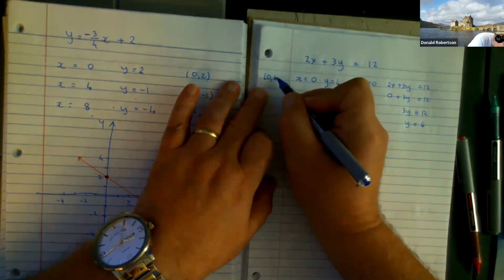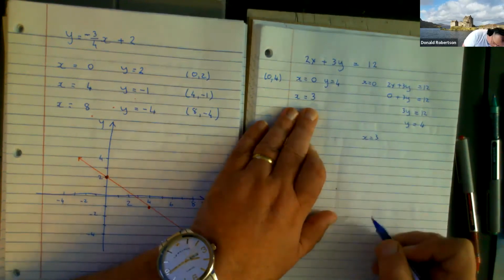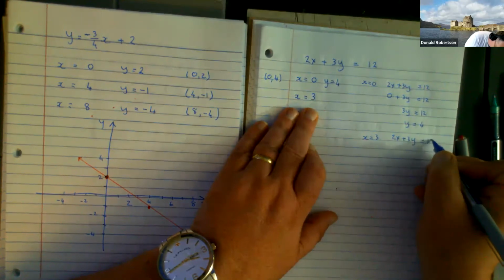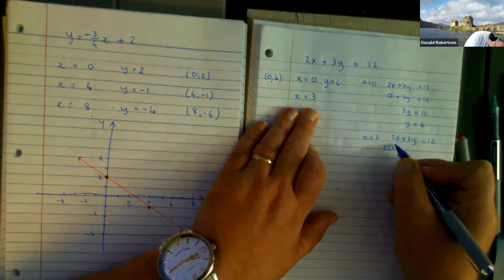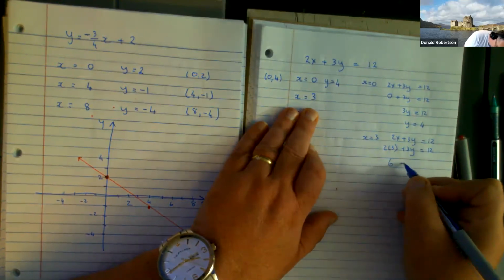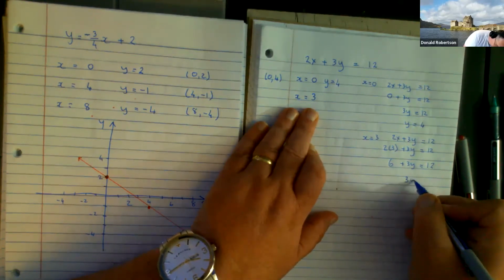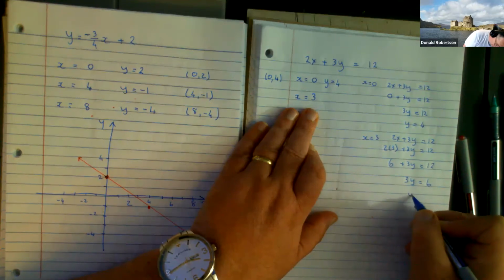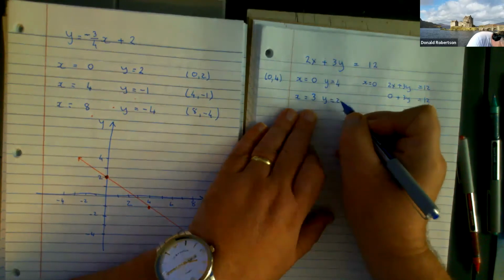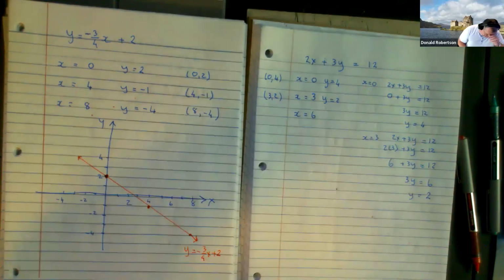Now, if I move on to my second one, x equals 3, I'm going to have 2x plus 3y equals 12. So that's going to be 2 lots of 3 add 3y should equal 12. That's 6 add 3y should be 12. Essentially, I'm solving an equation. So I'll subtract 6 from both sides and divide both sides by 3. And that gets me my second ordered pair, 3, 2.